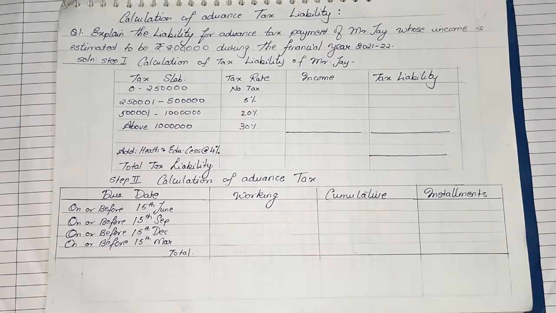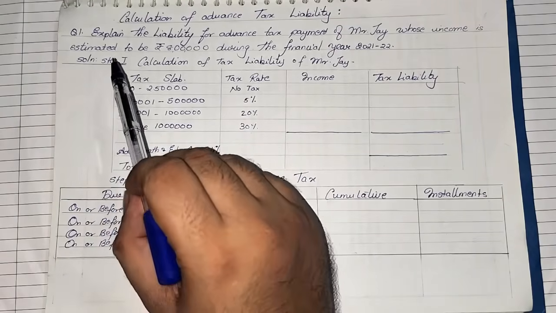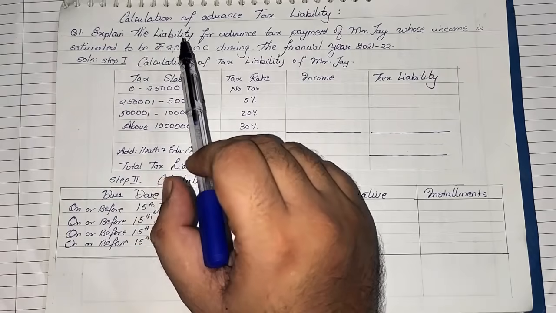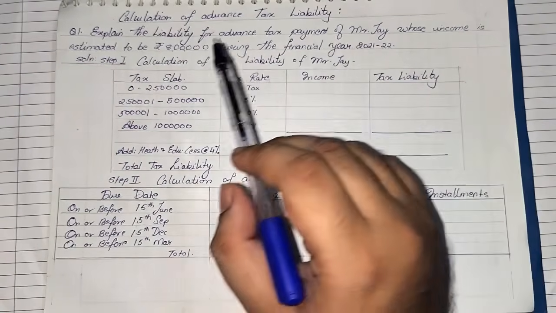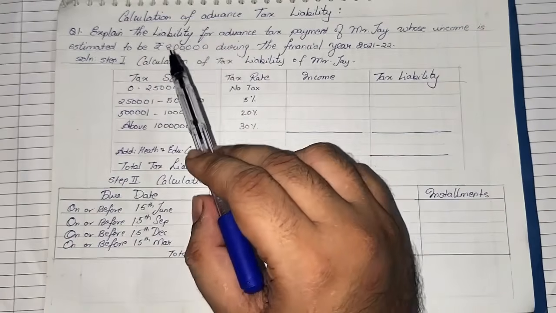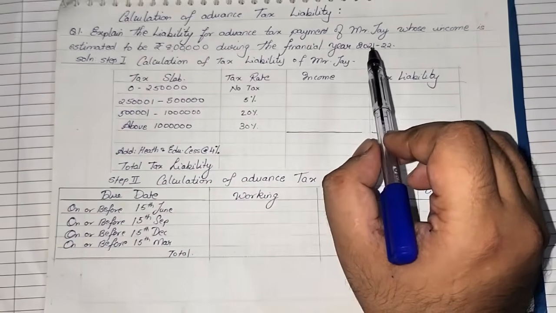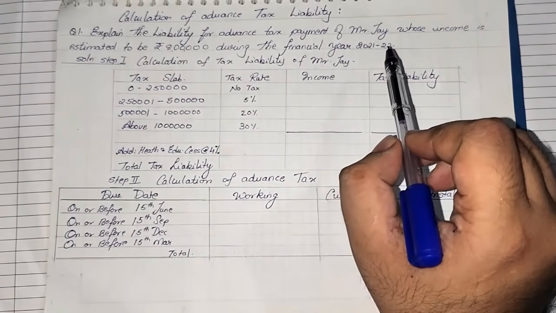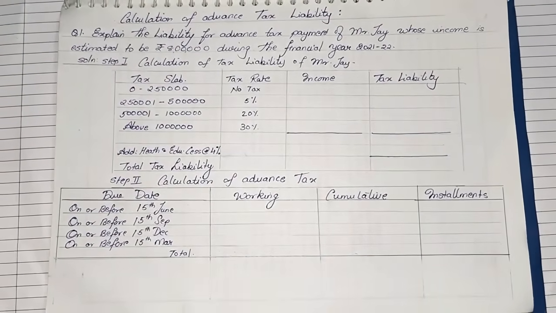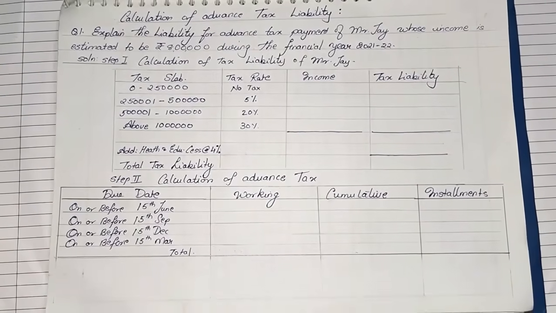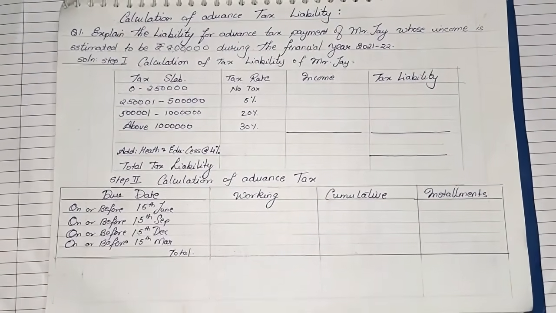Okay, now let us see how to solve sums which ask us to find the advance tax liability. First, we'll read out the question. It's given: explain the liability for advance tax payment of Mr. J, whose income is estimated to be rupees 8 lakhs during the financial year 2021-22. Based on that, they have asked us to calculate the advance tax liability.